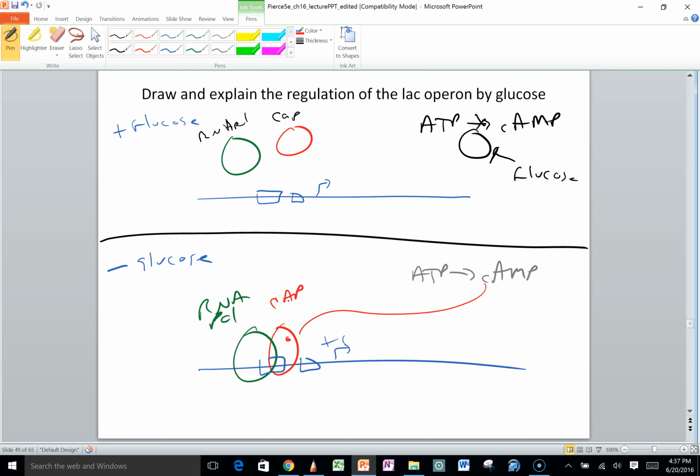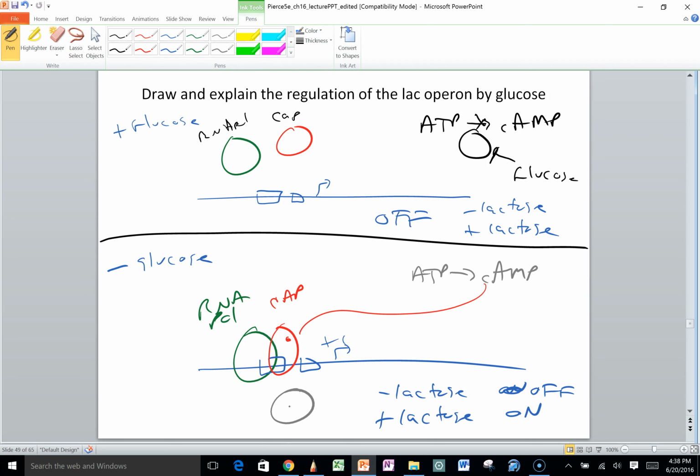So in the presence of glucose, the gene's off. Whether it's minus lactose or plus lactose, doesn't matter, the gene's off. Now in the absence of glucose, if minus lactose, the gene is off, plus lactose, the gene is on. So everything we've talked about so far in terms of how lactose affects the operon is only true in the absence of glucose. So the situation where the gene is actually turned on is here.